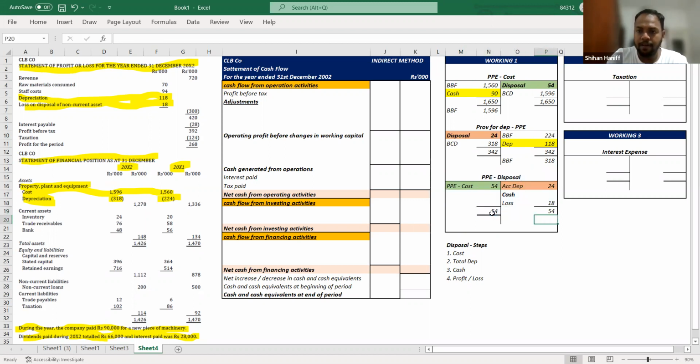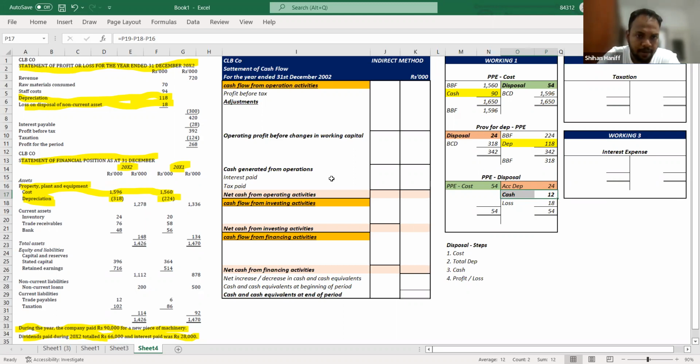54 in the debit side. How much? 54 minus 18 minus 24. 12,000 is the disposal, the cash received from the disposal.